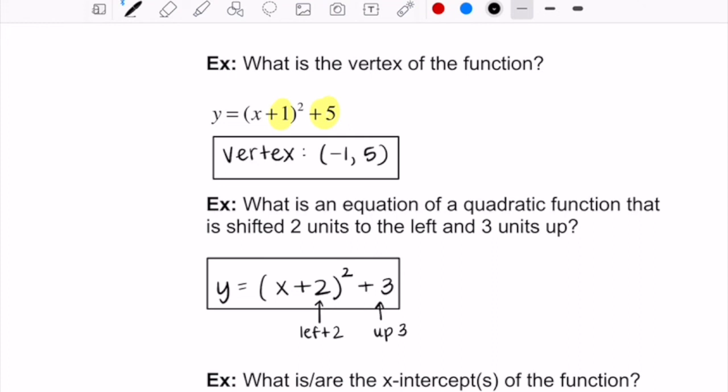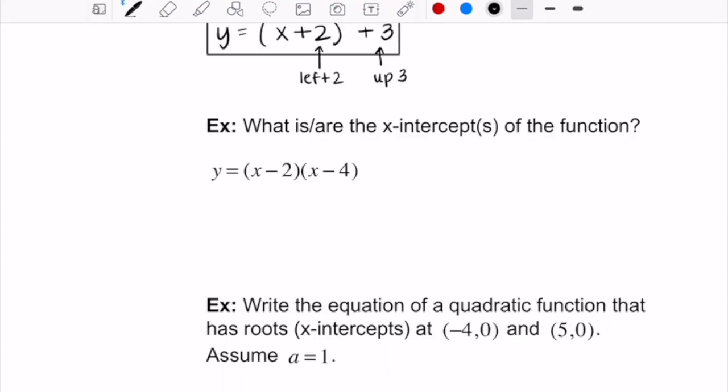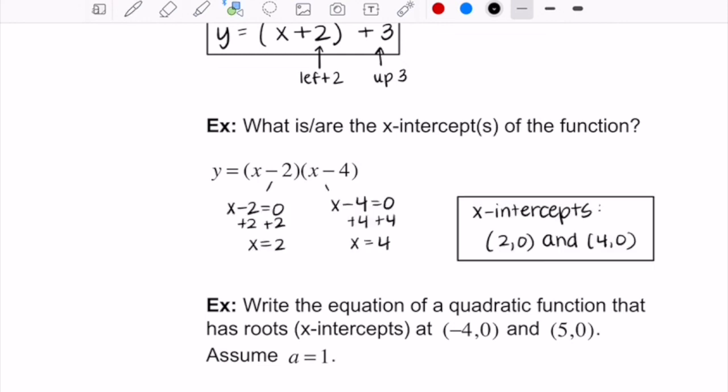So (x plus 2) quantity squared plus 3 would move the function 2 units to the left and then 3 units up. In the next example, it's given to you in intercept form and you're being asked to figure out the x-intercepts. So I'll set each of these equal to 0, and I'll use the zero product property to solve. And so there would be two x-intercepts of this function. They would be located at the points (2, 0) and (4, 0).